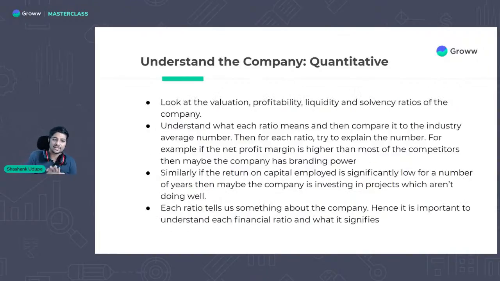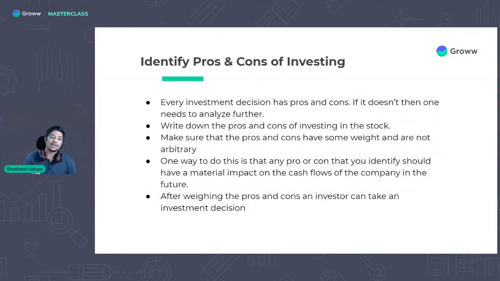After that, you can also look at some ratios which we spoke about: valuation ratio, profitability ratio, liquidity and solvency ratio. And understand this: ratio will not determine everything. It is just to help you understand whether the stock is good or bad. You have to do all this research to basically figure out whether this stock is a good stock or a bad stock.